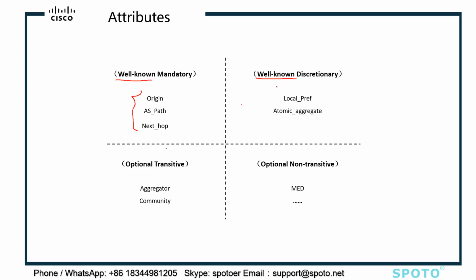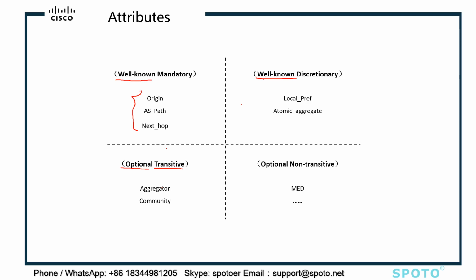So actually, these are the first two different types, the well-known mandatory and the well-known discretionary. The next one is the optional. It means maybe some BGP routers can recognize it, but some can't. The first one is the optional transitive. We just said maybe some routers can't recognize this attribute, but they can still transmit this route. So this is the first type of the optional attribute.